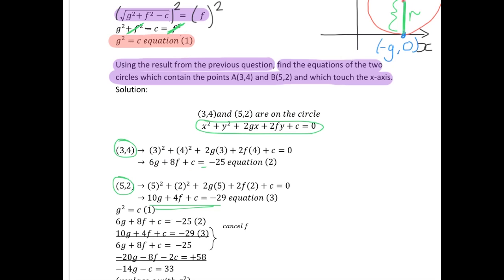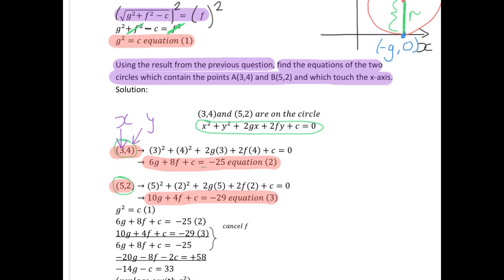And when we do that for the point 3, 4, so in this case you have x is equal to 3, y is 4. Filling those values in, we get the equation 6g plus 8f plus c is equal to minus 25. Let's label that equation 2. Doing the same thing for the point 5, 2, we get our third equation, 10g plus 4f plus c equals minus 29. Call that equation 3.